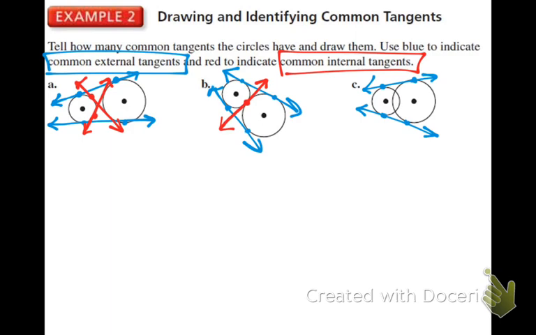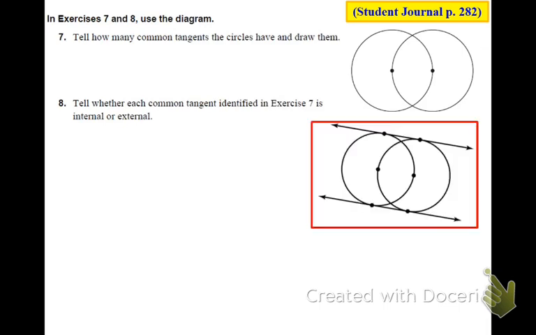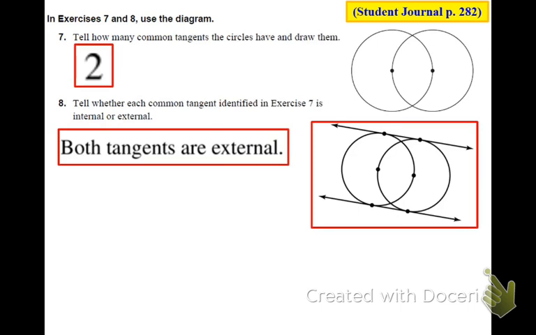All right, so in our next section, it's pretty much the same thing. Tell how many common tangents they have. So in number 7, how many tangents are they going to have? 2 of them, and where are they going to be? Top and the bottom, right here. So tell whether each common tangent is internal or external. External. They're both external.